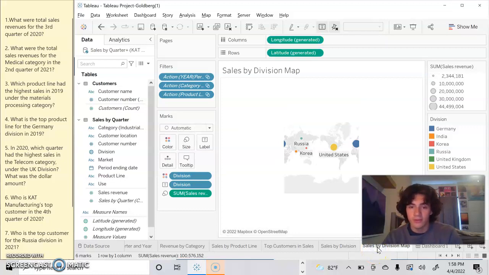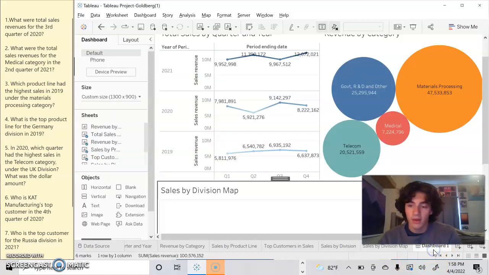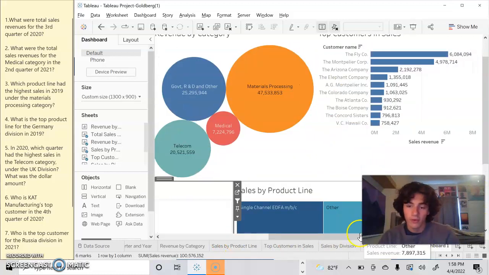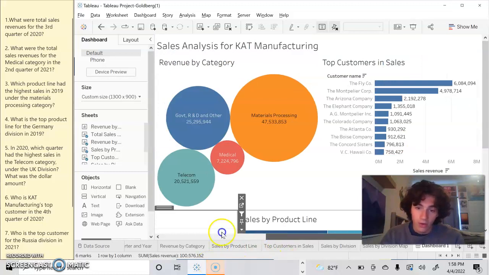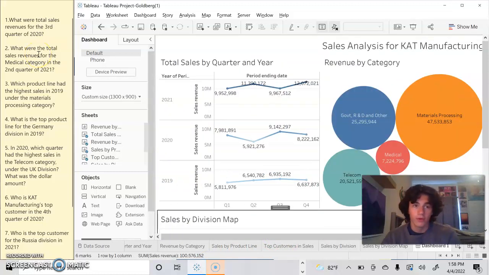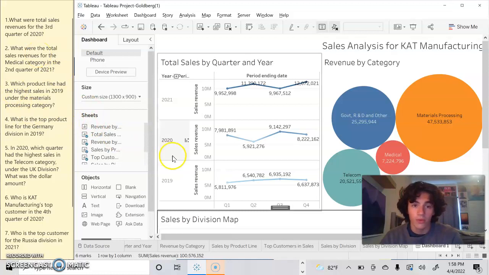Next, sales by division map. Exactly what we saw beforehand, just visualized on a map. So that's fun to interact with. And finally, our beautiful dashboard. This is all the information I presented so far, just on one giant slide, and it's going to help us answer our questions. So first question, what were total sales revenue for the third quarter of 2020?